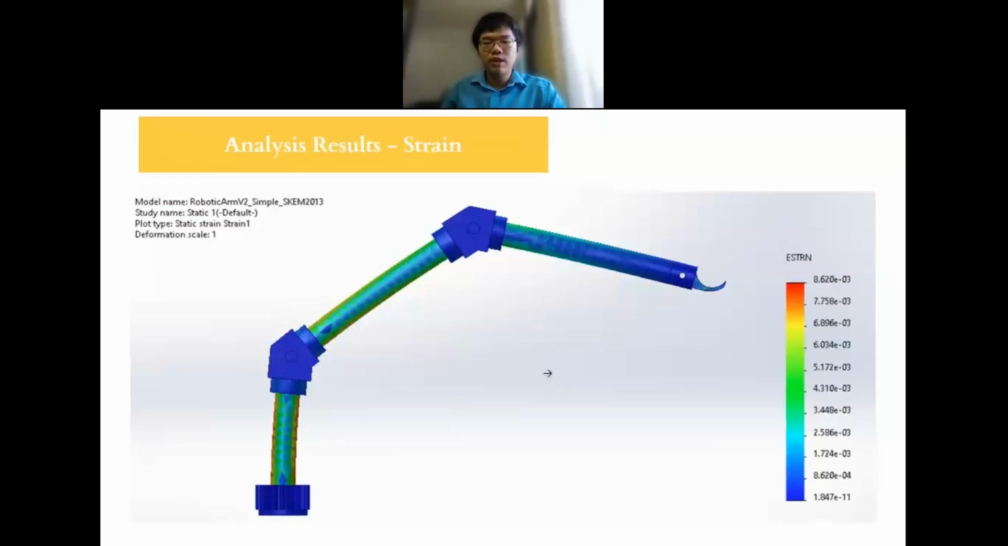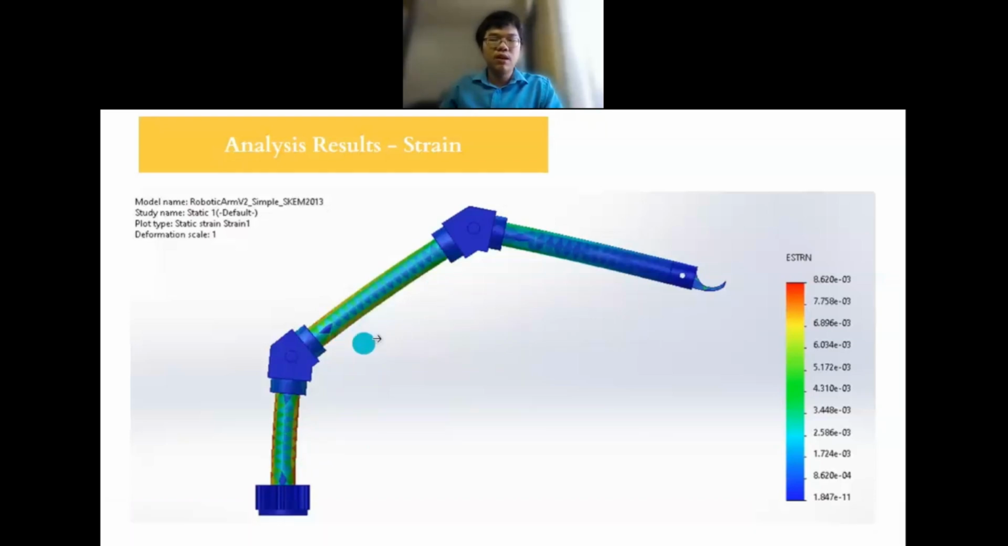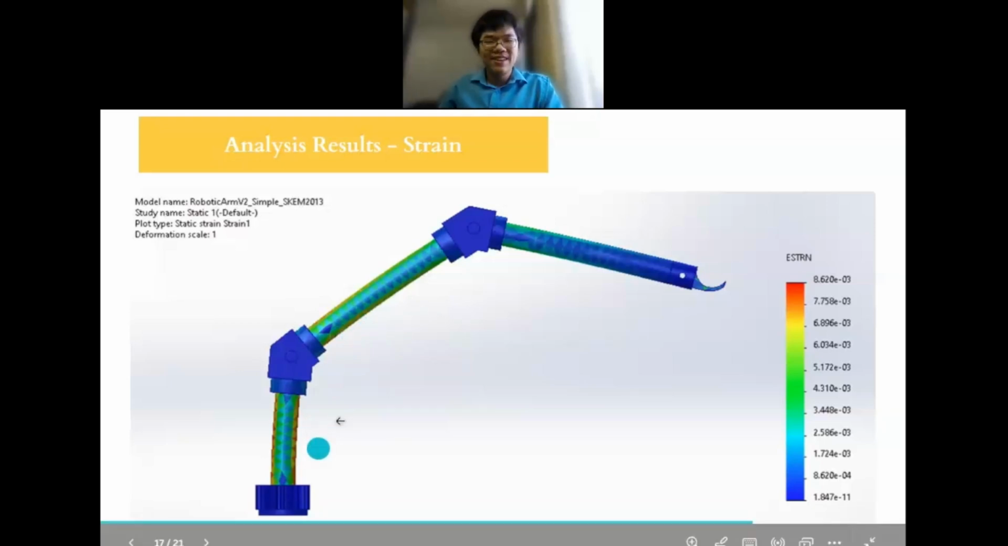As for the strain, it ranges from 1.847 times 10 to the power of negative 11 up to 8.62 times 10 to the power of negative 3. Similar to stress, the strain regions are concentrated around the sides of the pipes. From both of these observations, we can conclude that the PVC linkages, especially the first and second one, are undergoing bending, experiencing bending moments.